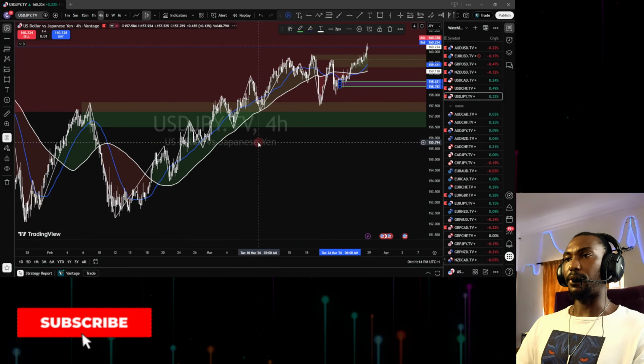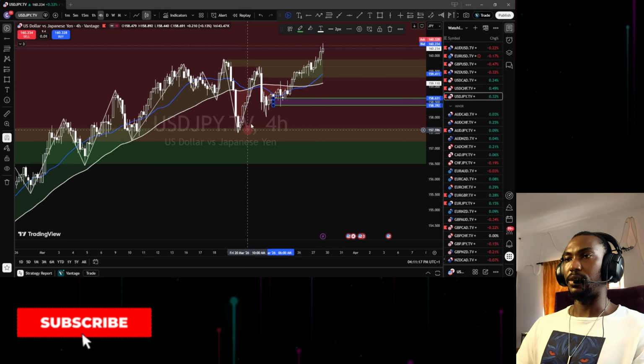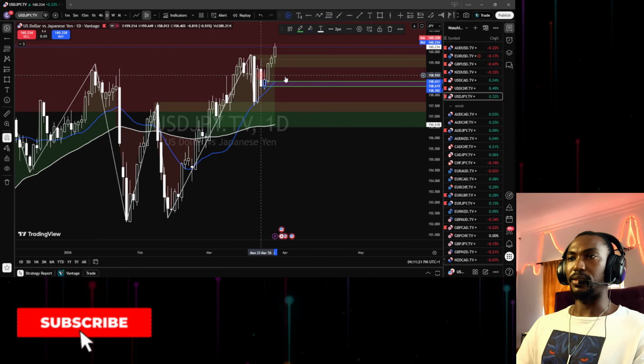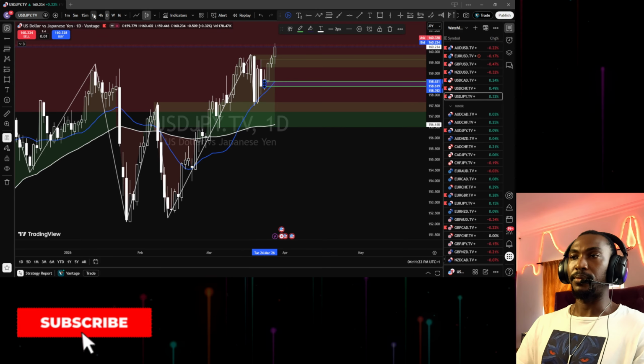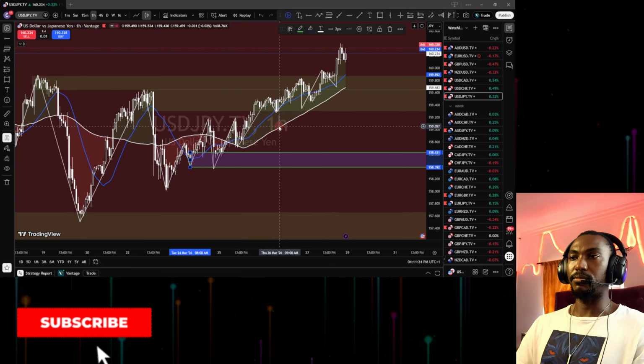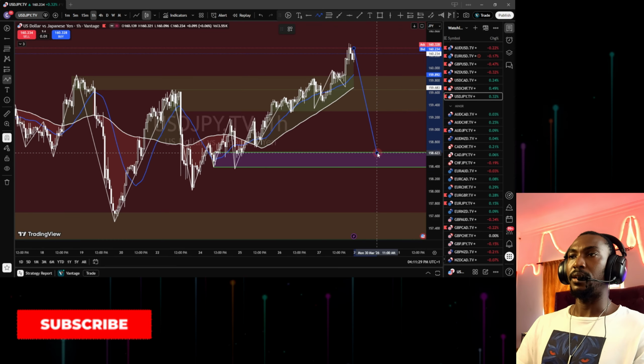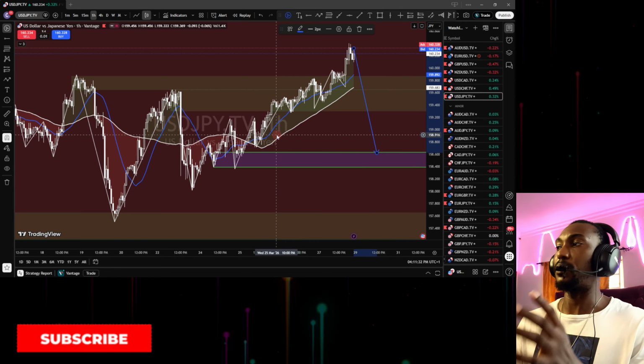However, this is not valid to me. Why? Because I don't have a clear zone leading to this. I don't have any clear zone leading to that. So it's not so valid in my opinion, though it's something you can still try if price comes down here, depending on what the economic data is saying at that point in time.